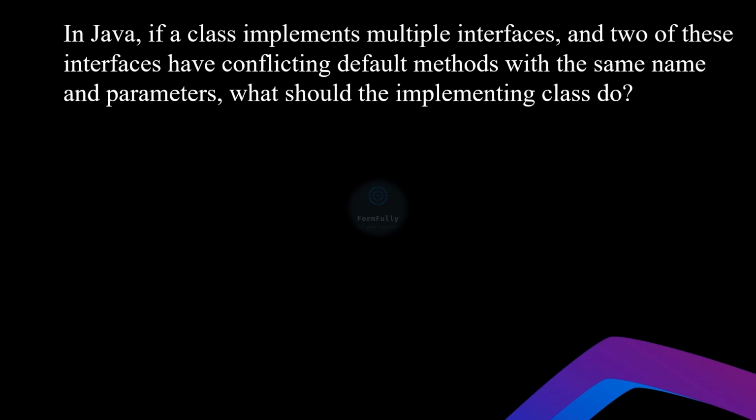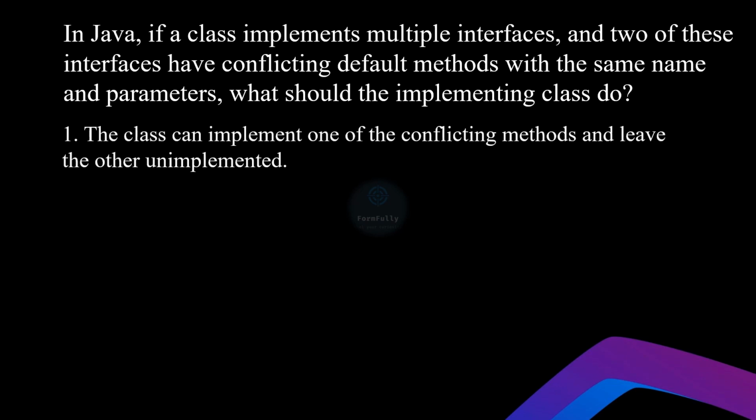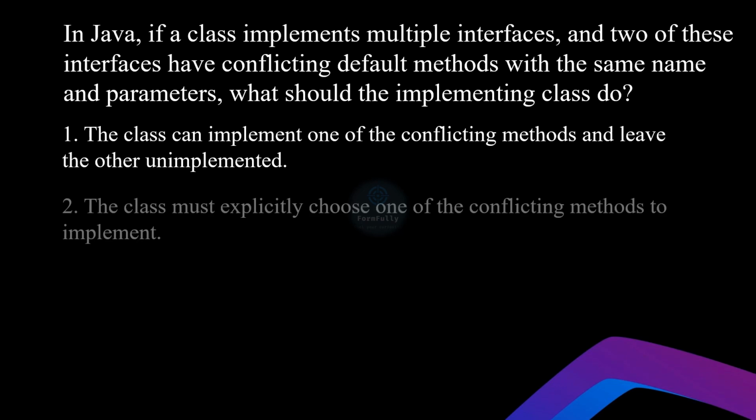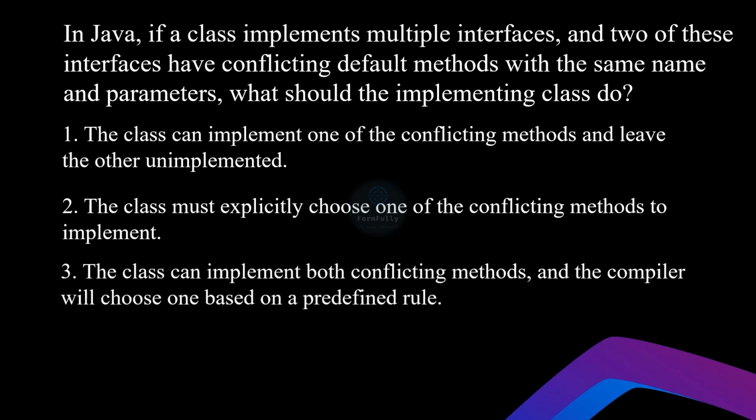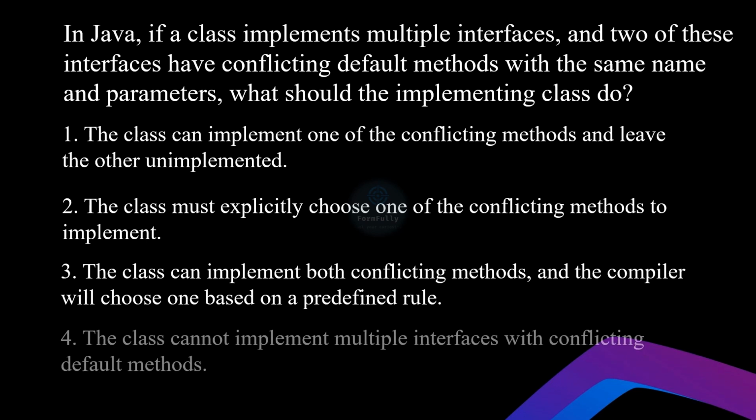In Java, if a class implements multiple interfaces and two of these interfaces have conflicting default methods with the same name and parameters, what should the implementing class do? Options are: the class can implement one of the conflicting methods and leave the other unimplemented. Option 2, the class must explicitly choose one of the conflicting methods to implement. The class can implement both conflicting methods and the compiler will choose one based on a predefined rule. A class cannot implement multiple interfaces with conflicting default methods.